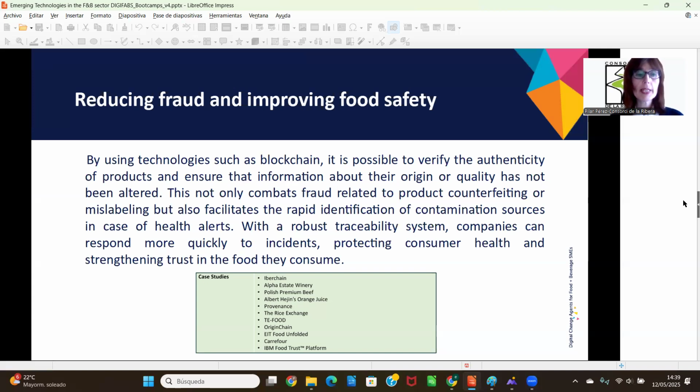Here you have some examples of companies that apply blockchain technology to avoid fraud. For example, supermarkets, food companies, the rice chain, Everchain, Police.